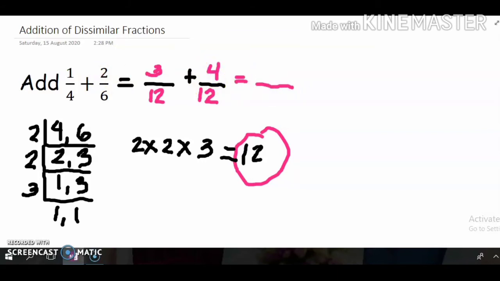Then, we can now proceed in adding similar fractions since they have the same denominator na. So 3 plus 4 ay 7, and then copy the same denominator which is 12. And don't forget to simplify your final answer. But in this case, 7 over 12 is already in simplified form. So this is now the final answer.